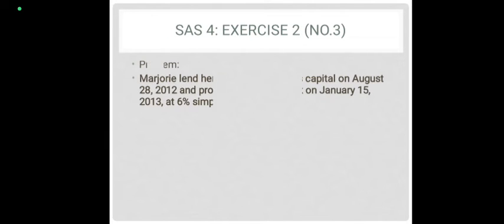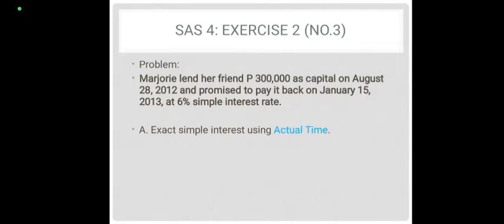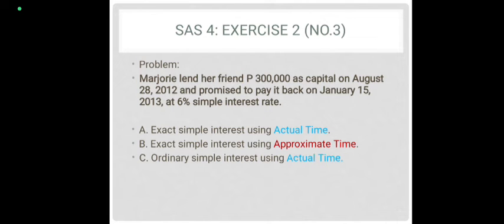So first, we have here our problem. Marjorie lent her friend 300,000 pesos as capital on August 28, 2012 and promised to pay it back on January 15, 2013 at a 6% simple interest rate. So first, we need to compute A, the exact simple interest using actual time. B, the exact simple interest using approximate time. Letter C, we have ordinary simple interest using actual time. And last, we need to solve the ordinary simple interest using approximate time.